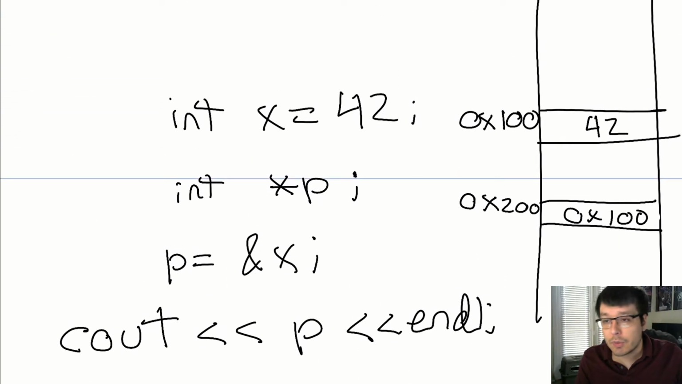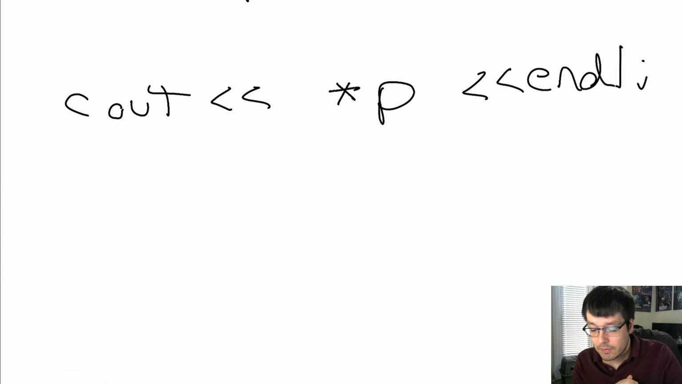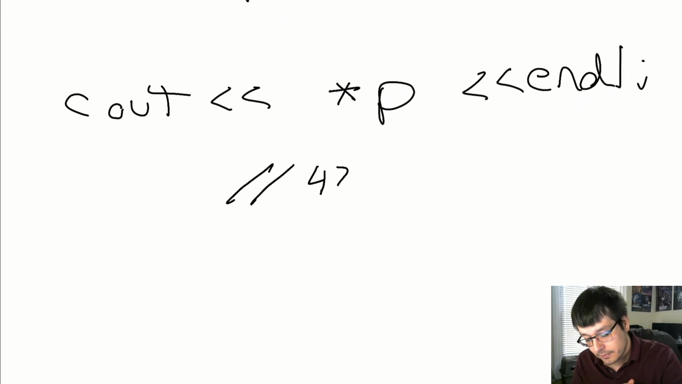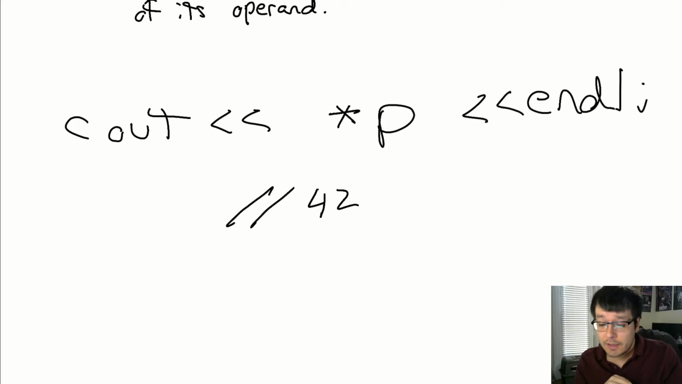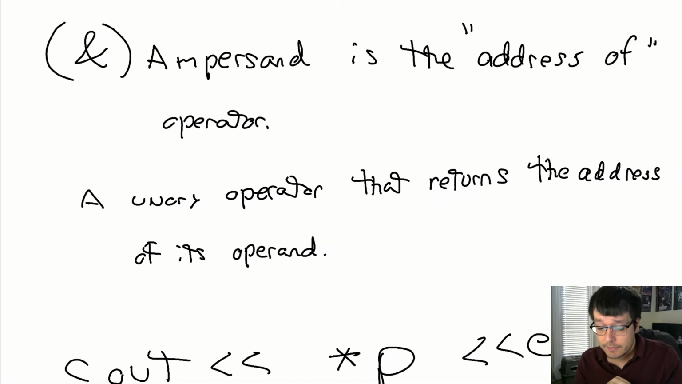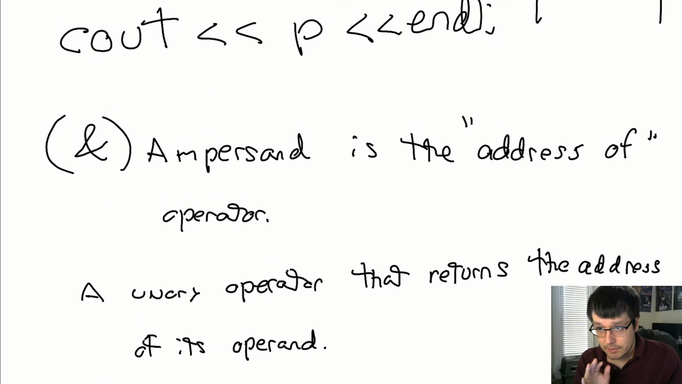So now we say, okay, what does P have? Well, P has address 100. Okay, go to address 100, and print out what's in that address. So it's going to dereference it. It's going to go to address 100, see the 42, and print out 42. So the pointer is going to print out what it points to. Very important to understand the difference between this line of code and this line of code.